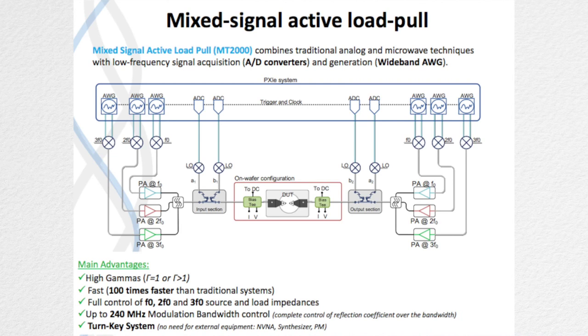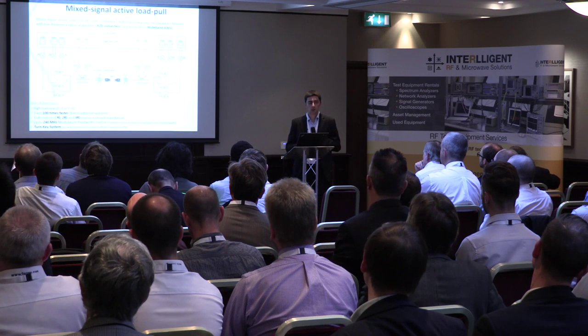From the measurement point of view, it's a vector receiver system. You have couplers to measure the A and B waves on your device under test. These signals are downconverted to a low frequency and sampled with wideband A to D converters. The main advantage of this type of system compared to a conventional system is, well, all the advantages of active load pull and vector receiver load pull, but it's also about 100 times faster than a conventional system. I'll give a bit of an overview about that. It's probably the only system that can measure with a wide modulation bandwidth, and it allows complete control of your reflection coefficient, gamma, arbitrarily within the modulation bandwidth, so within the 240 megahertz.